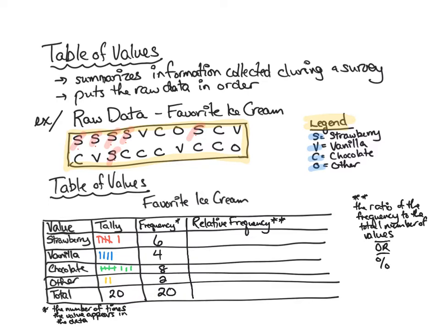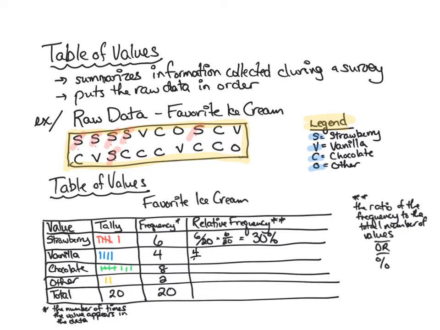Okay, so the ratio of the frequency, so in the case of strawberry, the frequency is 6 to the total number of values, so that's 20. Okay, so this is a fraction, so if it's easier for you to see like this, 6 over 20, you know how to do percents, pop it into your calculator, put it over 100, either way, this will give you 30%.